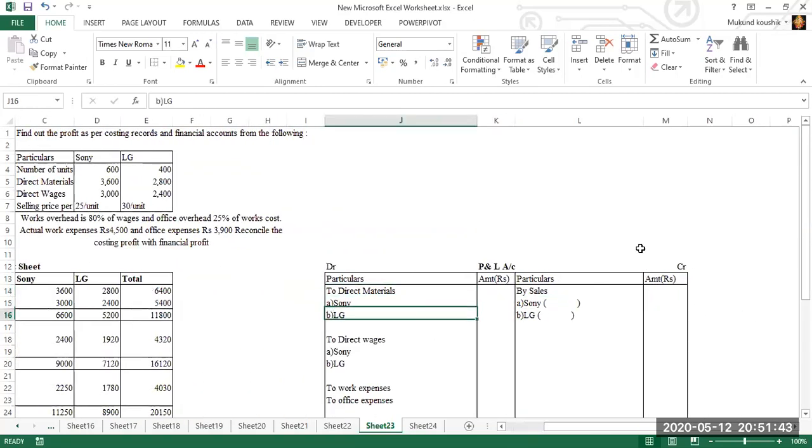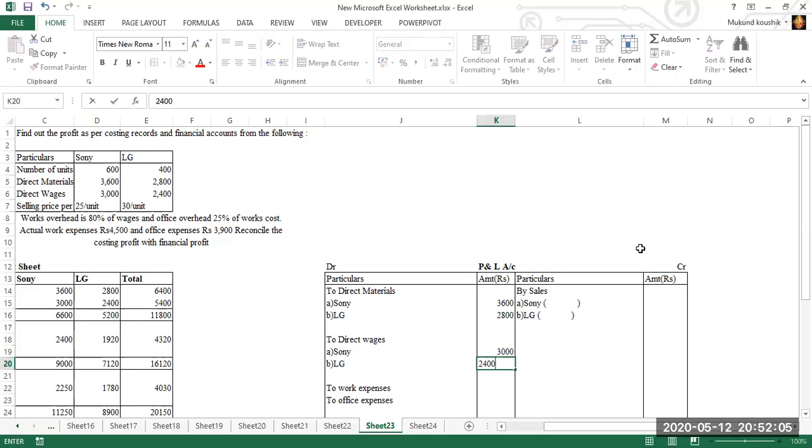So direct materials is an expense. For Sony, how much is direct materials? 3,600. Similarly for LG, what is the direct material cost? 2,800. Then the next expense is direct wages. Direct wages, again we have to debit to the P&L account. How much is the direct wages of Sony company? 3,000. Then for LG company it is 2,400.